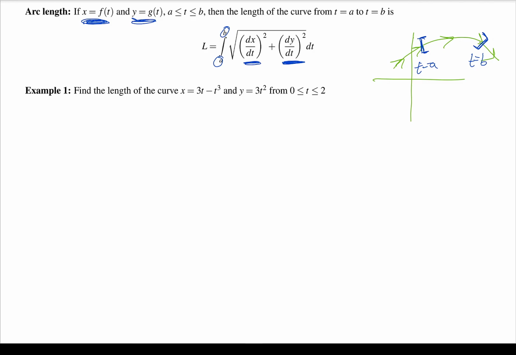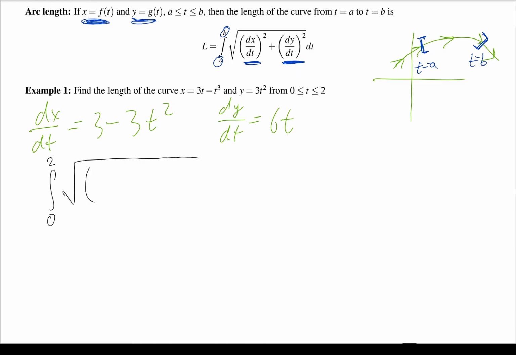So let's look at example 1. For example 1, if I want the length of this curve, the first thing I should do is find my dx/dt. So dx/dt will give us 3 minus 3t squared, and dy/dt will give me 6t. So then my arc length from 0 to 2 will be the integral from 0 to 2 of the square root of dx/dt, so (3 minus 3t squared) squared, plus dy/dt squared. And then, of course, dt.